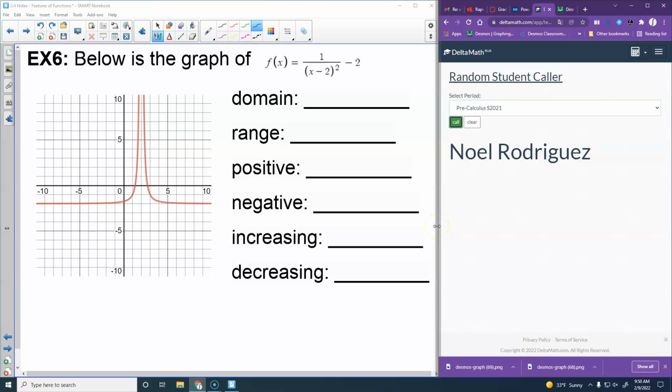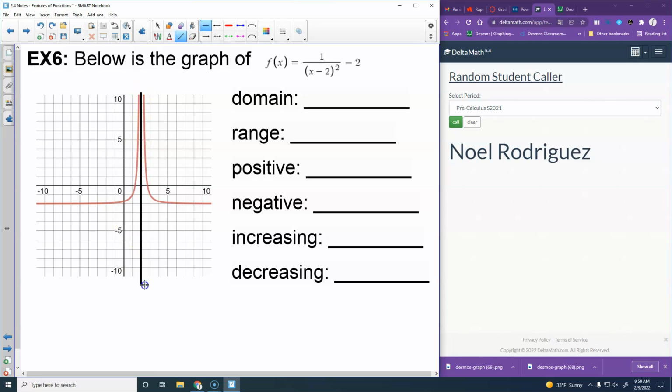It is almost negative infinity to positive infinity. There is one place we do not have any values, right? And that is at that vertical asymptote. So what we will do is negative infinity to 2 and 2 to infinity, or we could say x is not equal to.